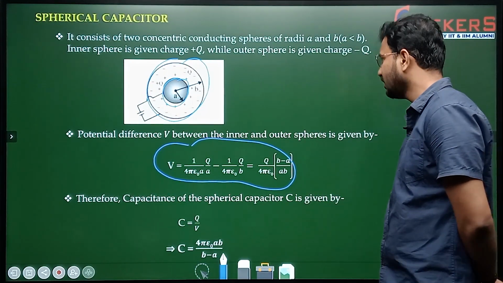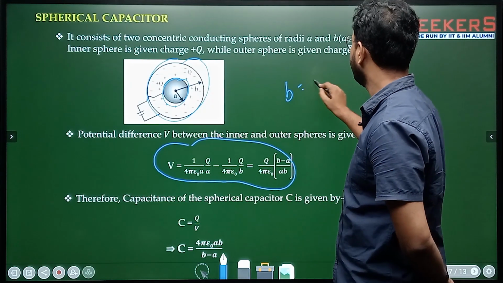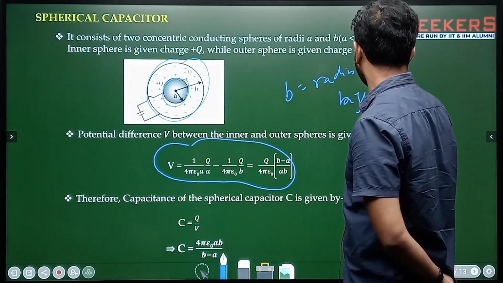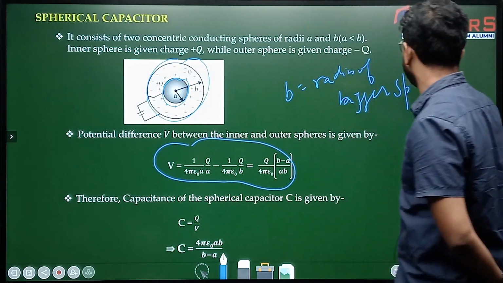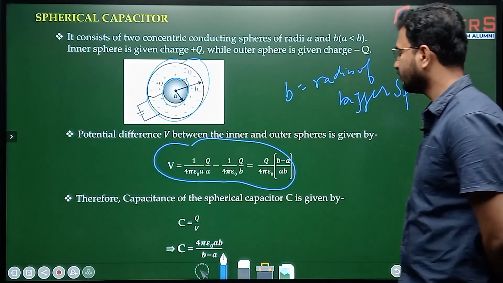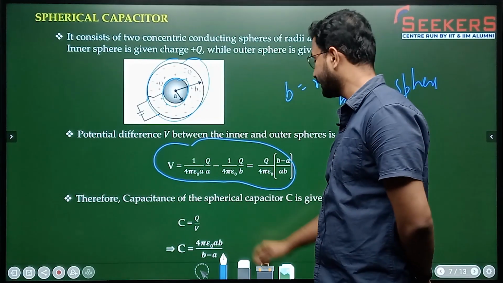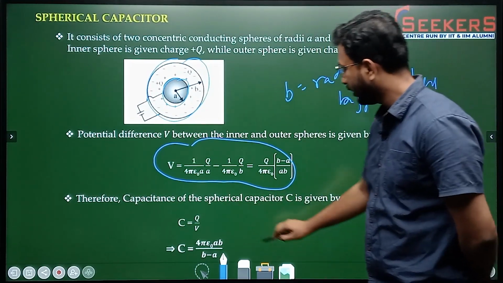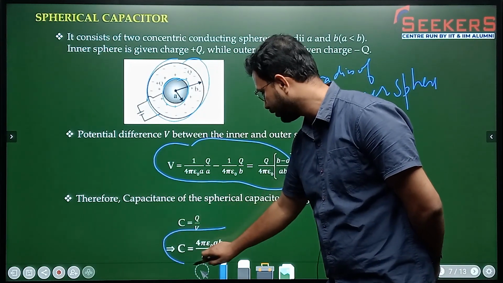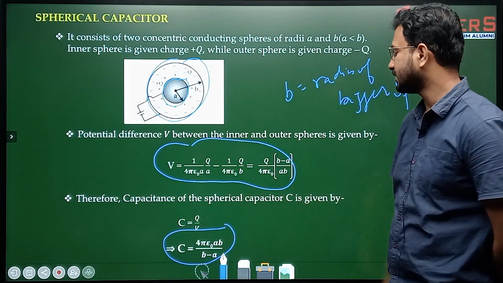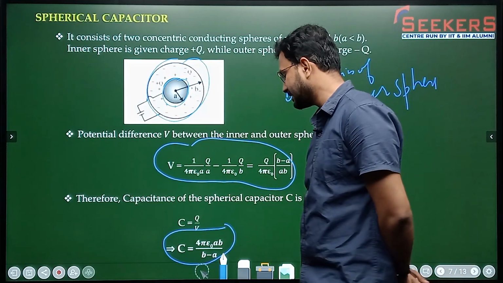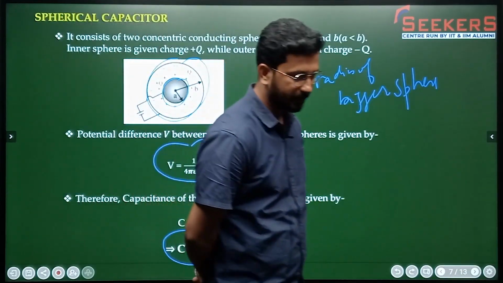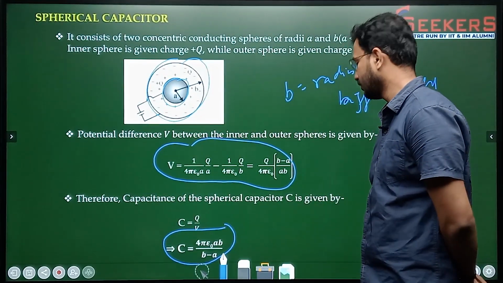What is B and what is A? B is the radius of the bigger sphere. Similarly, A is the radius of the smaller sphere. As we calculate the capacitance, which equals Q by V, when we take the ratio, it becomes 4 pi epsilon naught AB divided by (B minus A). 4 pi epsilon naught is again a constant. A is the radius of the smaller sphere and B is the radius of the bigger sphere.